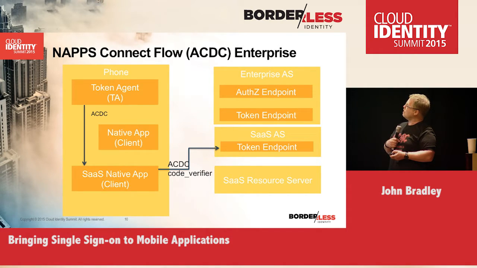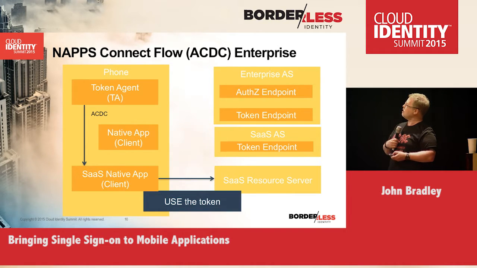That assertion goes to the SaaS along with whatever attributes are required in the ACDC token. It then gets back refresh and access tokens and uses the token to access the SaaS.